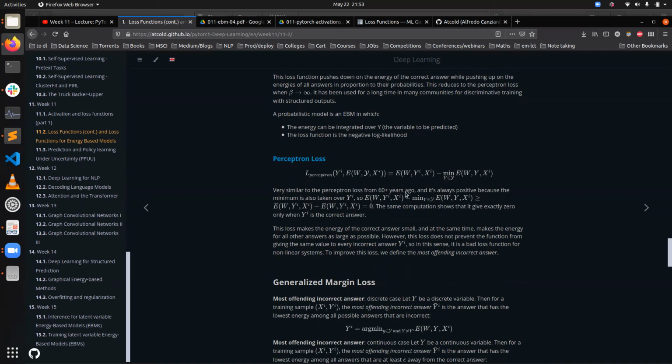I think this makes sense. So this can never be negative, because the lowest it can go is 0, right? If this becomes the minimum one, that will be equal to this, so it will become 0. The same computation shows that it gives exactly 0 when yi is the correct answer.